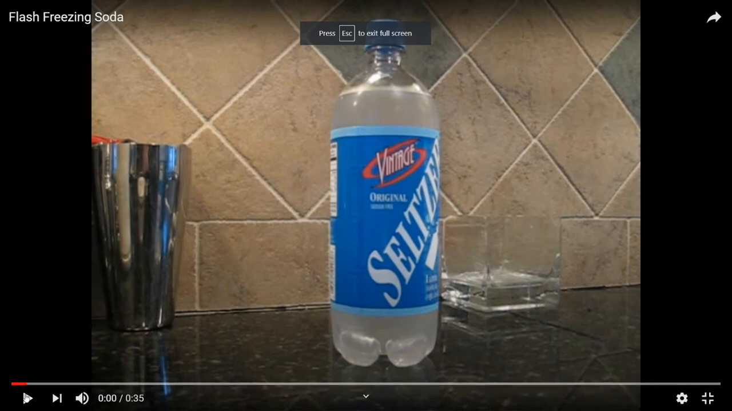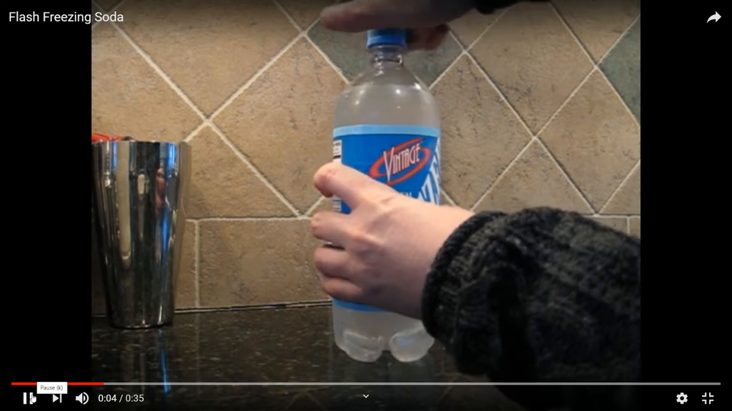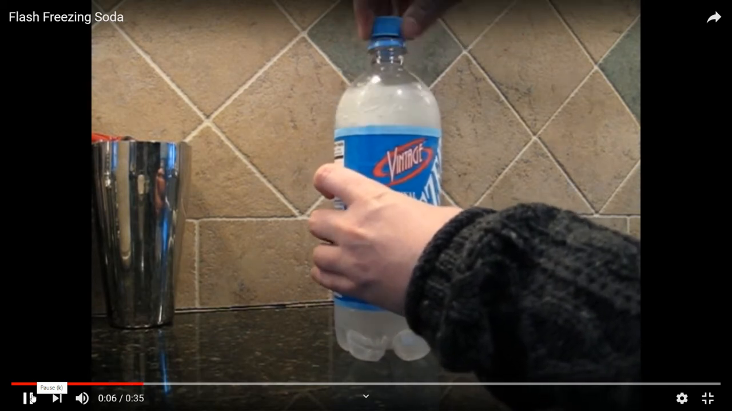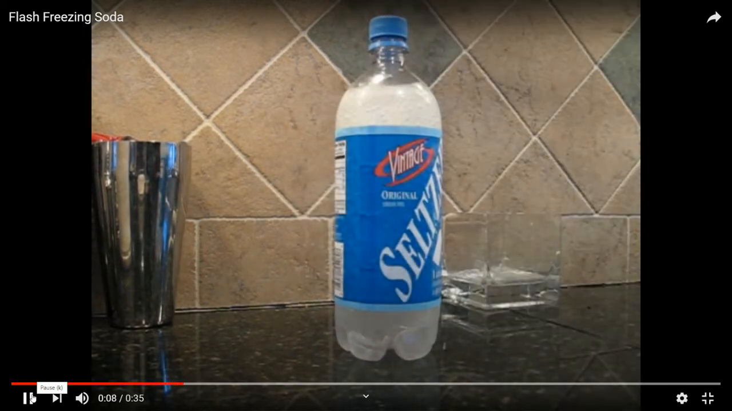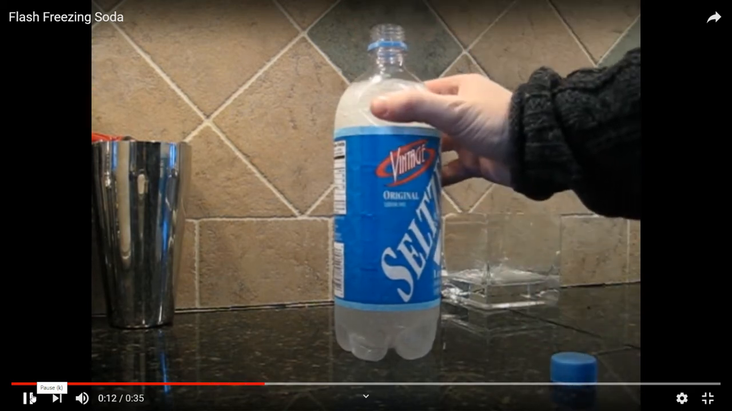So here we go. So it's really cold, and you open the top, and then all of a sudden it just totally freezes, and it becomes kind of like slushy.